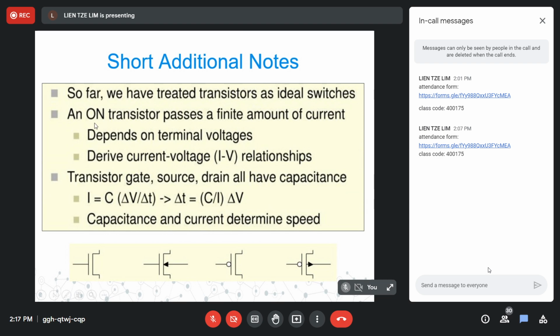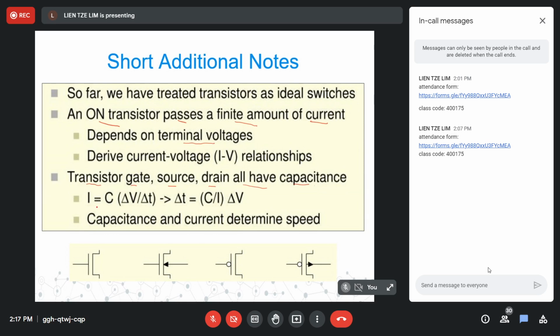This one is about the transistor as a switch. When on, the transistor will pass a finite amount of current, which depends on the terminal voltages, meaning the voltages of the gate, source, and drain. The transistor also has capacitance. You see here, the gate, source, and drain all have capacitance. How do we determine the capacitance?